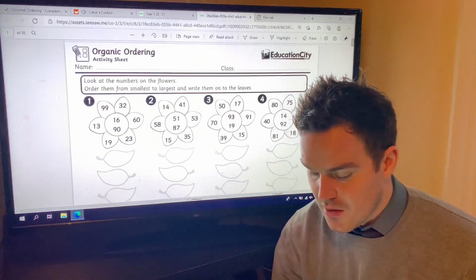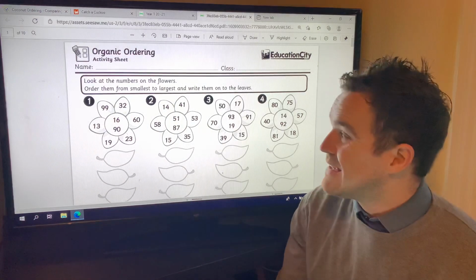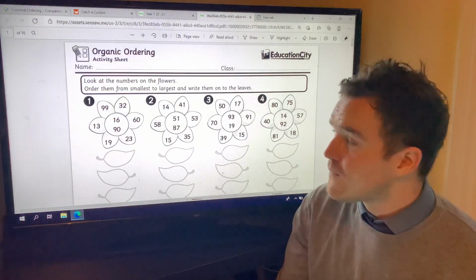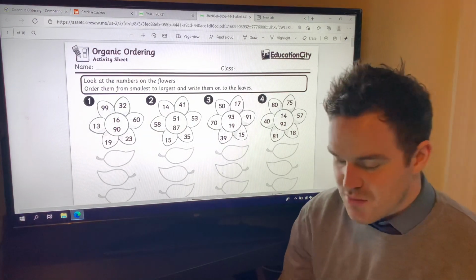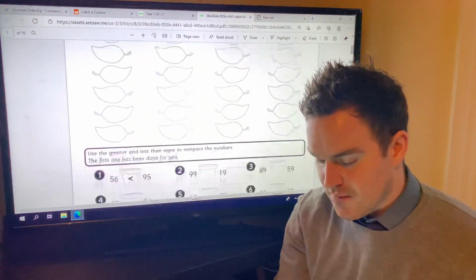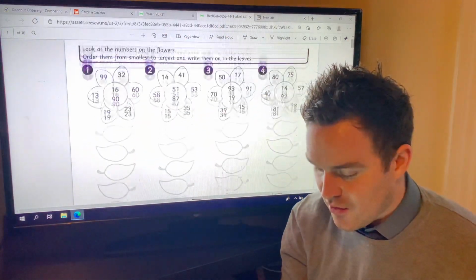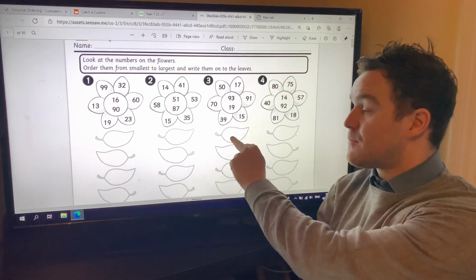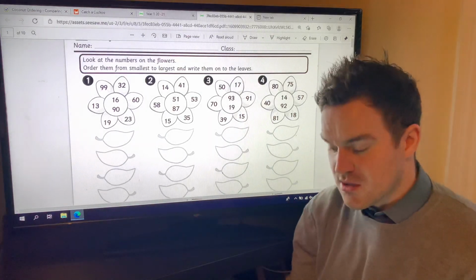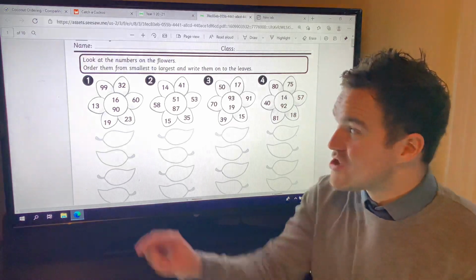So what you have is these 4 flowers, okay, and you've got some petals underneath. Order them from smallest to largest and write them on the petals. For the first two flowers, start at the bottom, from the smallest numbers going up to the biggest. Then on the second two, start from the biggest number at the top and work your way down to the smallest, okay? Writing one number each time.